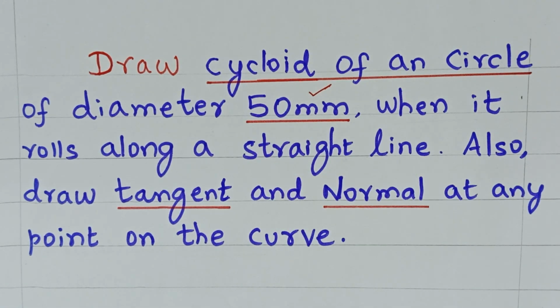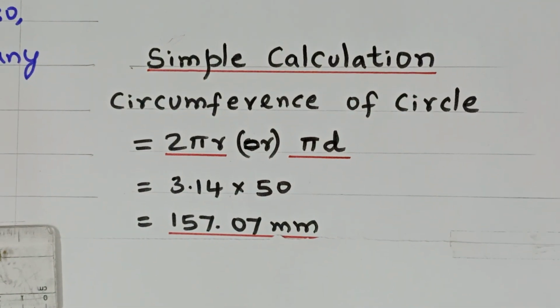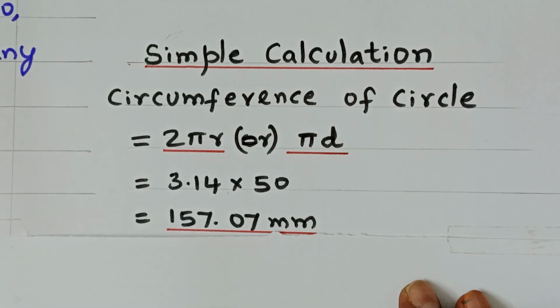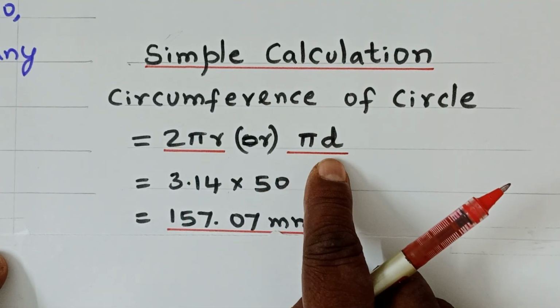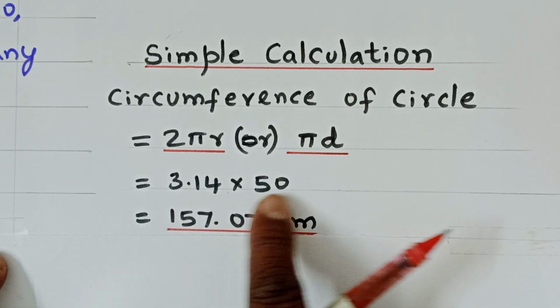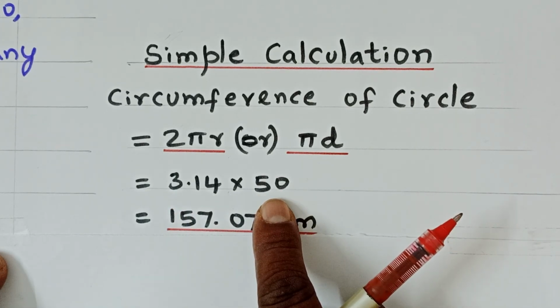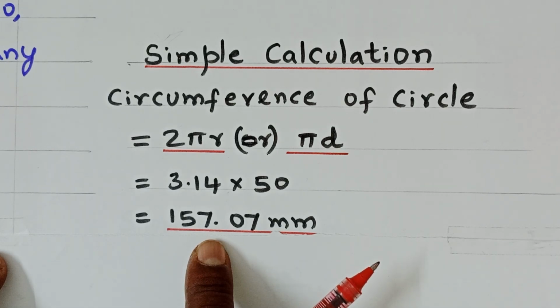On the side of a drawing sheet, work out a simple calculation. The circumference of circle, this you would have studied in school days. 2 pi r is the formula. That is, 2 times radius will be diameter, so pi d is the formula. So pi value 22 by 7 or 3.14 into the diameter of the circle given as 50 mm. Using a calculator you work it out as 157 mm. 157 mm means 15.7 centimeter.